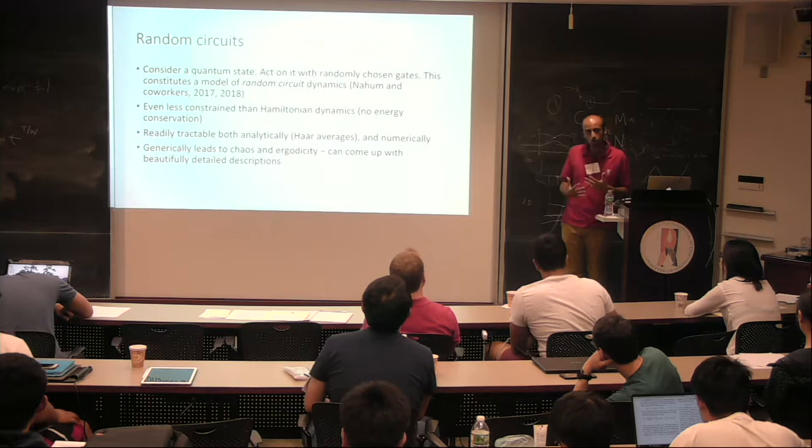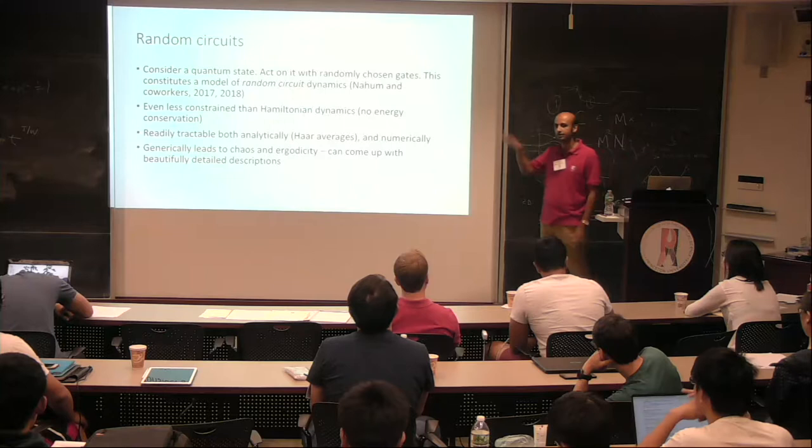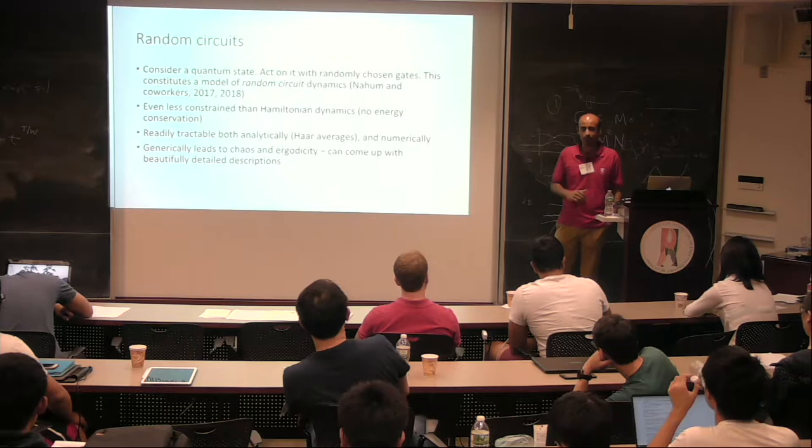Now, Hamiltonian dynamics can always be viewed in this way, right? Because you have time evolution by a local Hamiltonian. You have some unitary operator, e^(-iHt). You could Trotterize it and think of it as some sequence of gates acting on the system. But Hamiltonian time evolution does not involve random gates at every step.